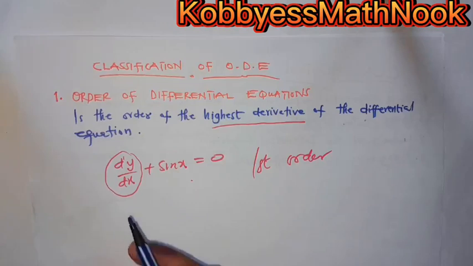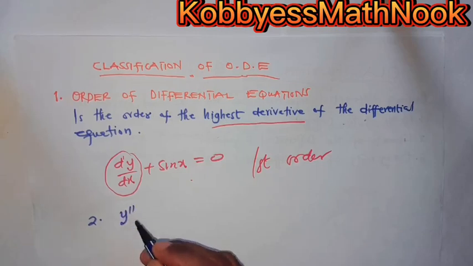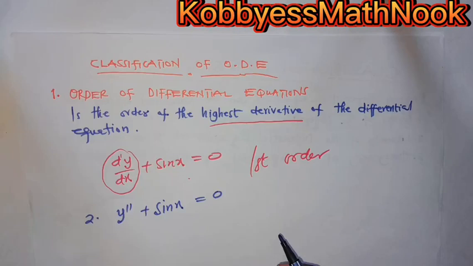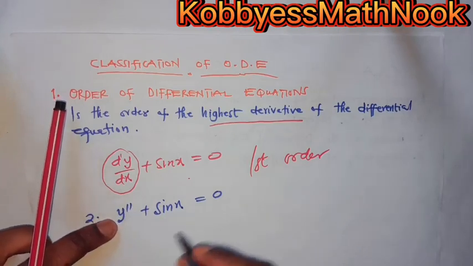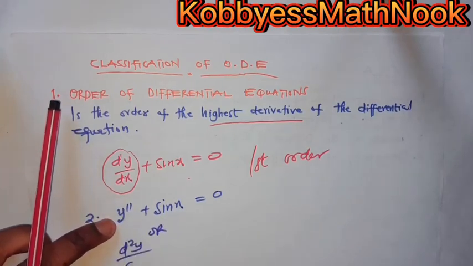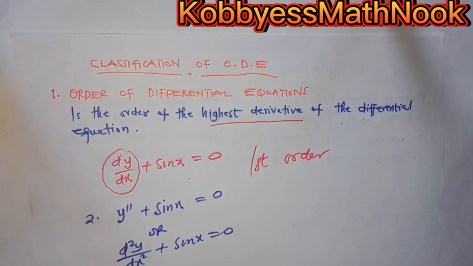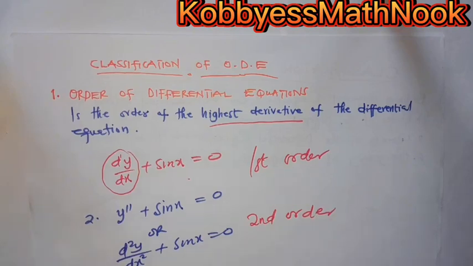Another example that we can look at is, assuming we have y'' plus sine x equals 0. Now, what is the order of this differential equation? You can see that y'' simply means d²y/dx² plus sine x equals 0. So the highest derivative is of order 2. Hence we can say that the order of this differential equation is second order.